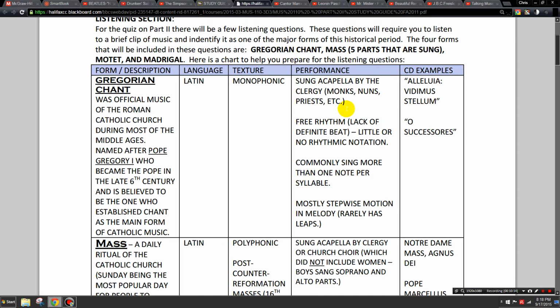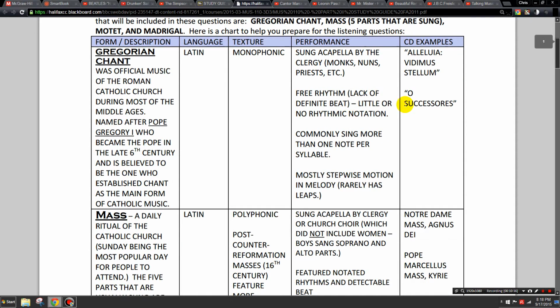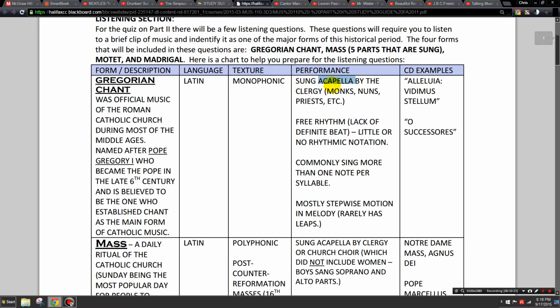Now, one of the things that you will notice is that they are sung a cappella. And actually, I just noticed a typo on my study guide.